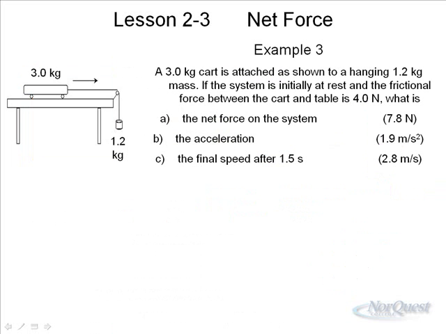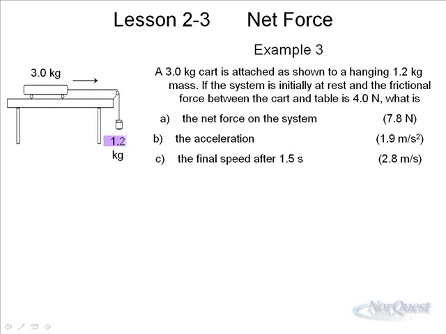Another example, this is sometimes called an Atwood pulley, but you have a 3 kilogram cart that is attached as shown to a hanging 1.2 kilogram mass. The system is initially at rest, and the frictional force between the cart and the table is 4 newtons. Now, this involves a little bit of work to calculate all of the components. The first thing you would need is the net force.